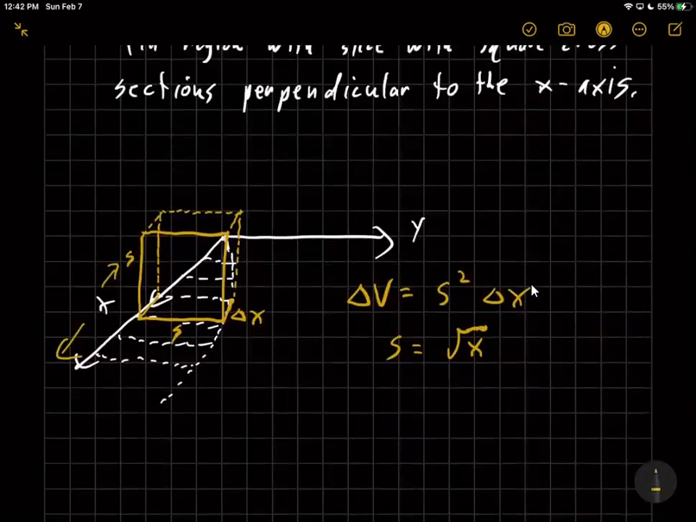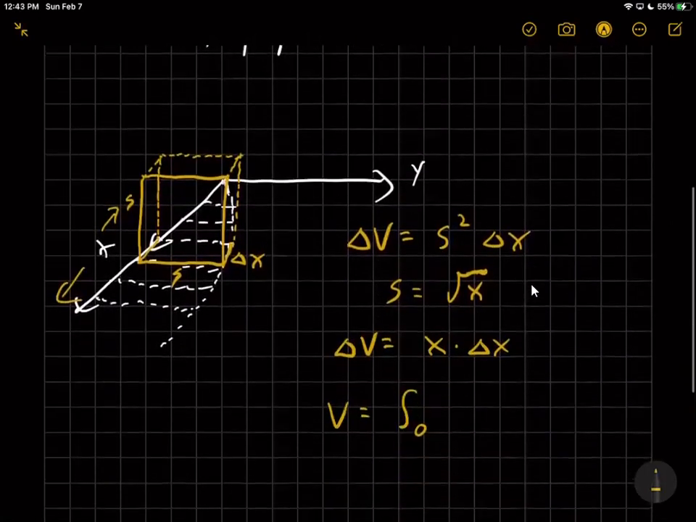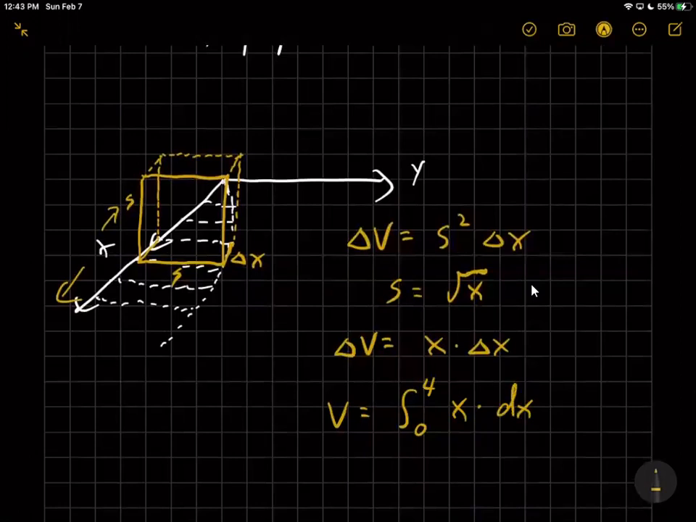So that's what the volume element would be. And if I substitute back in, that gives me s squared is just x, delta x. And I could find the volume of this shape by integrating from 0 out to some value. Did we say where that was? We said 4. From 0 to 4, x dx.